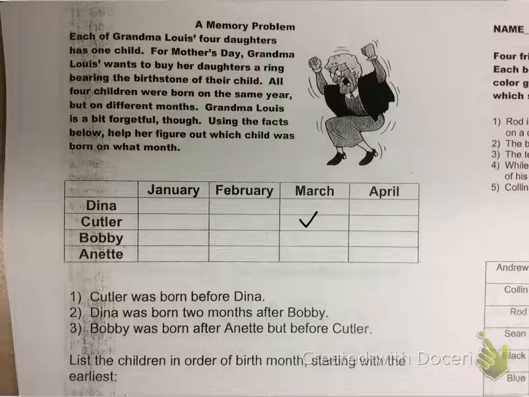Now, Dinah was born 2 months after Bobby. All right. So we knew that meant Dinah could not have been born in January or February, right? It has to be April. Well, it would have to be April anyway because Dinah's younger than Cutler.